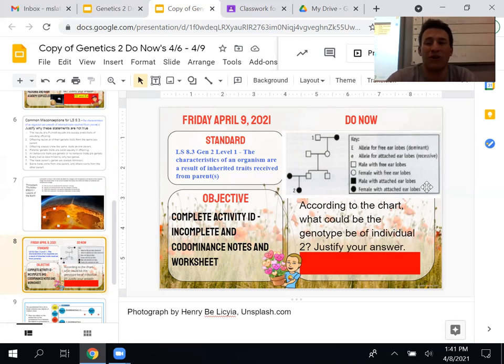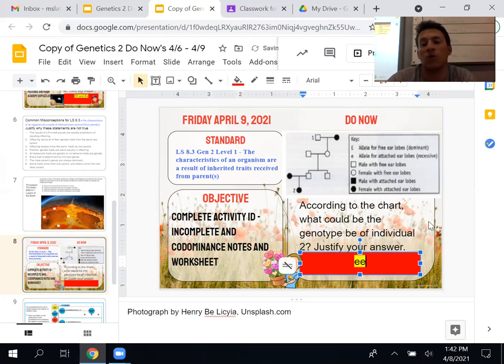Well, if it's expressing the recessive trait, there's no way that a dominant allele can be shown, or that would take over. So the only genotype individual 2 could be is lowercase e, lowercase e, or homozygous recessive.